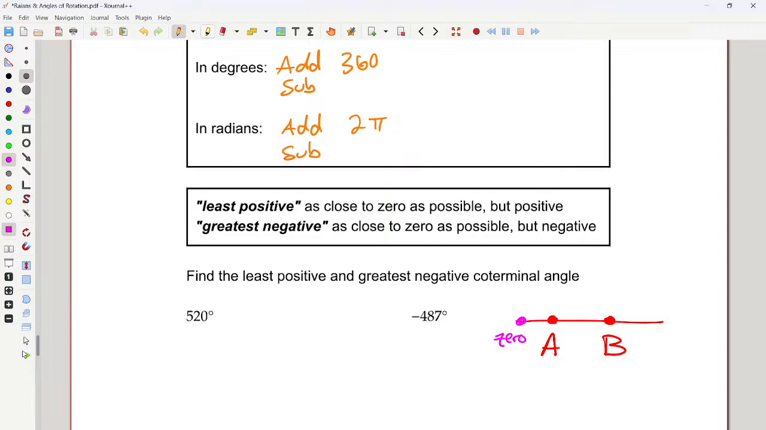Who's greater? Okay, I guess 0 could be in between them. So A would be a negative and B would be positive. Who's greater? Really? Then you just don't know what greater means. A positive is always greater than a negative. Always.